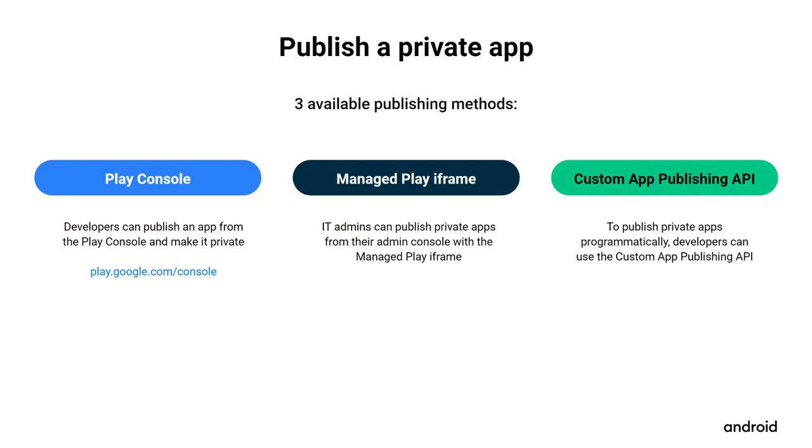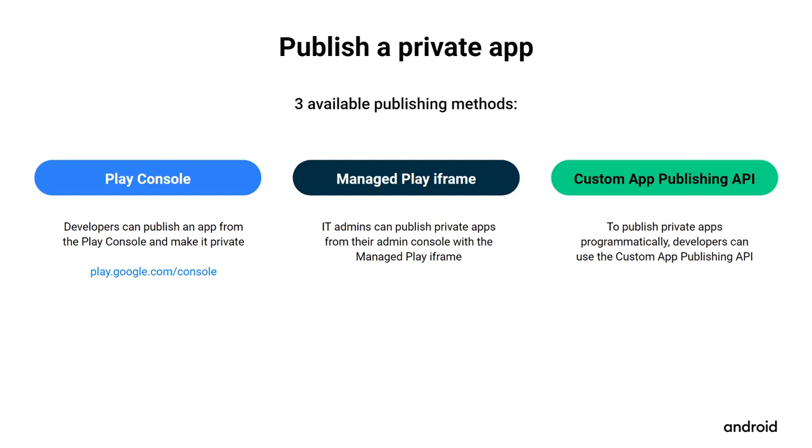There's just one caveat, is that as of today, if you publish a private app through the Play console, you still need to comply with the full set of policies. But we're changing that later this year, so this will match the iframe and the API. We will also enable transfers between methods. So if you publish an app from the iframe, for example, you will be able to transfer it to a developer account that you're using in the Play console. So you will not be stuck with your initial choice of method.